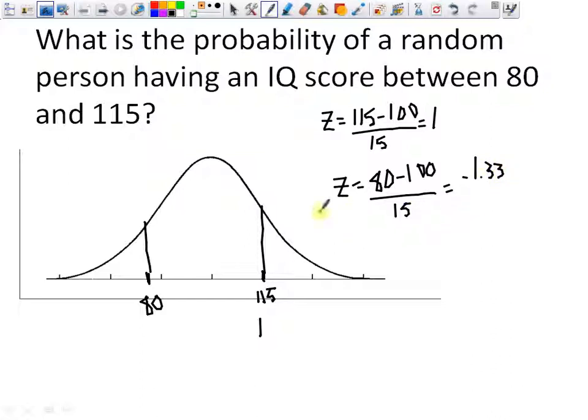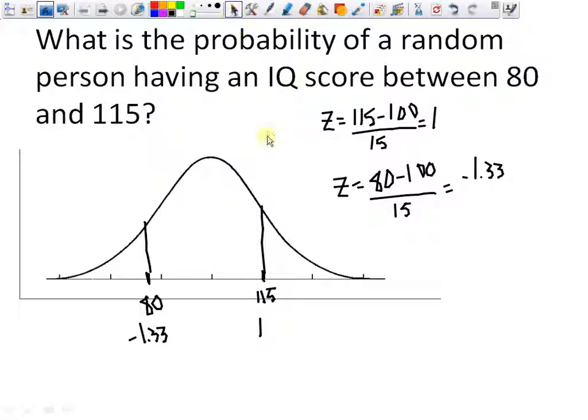Now first, we'll talk about how we'll get this using a table. A table will only give us the proportion of data to the left, or the area under the curve to the left. So if we use z equals 1, it's going to give us all of the area that's less than 115, or 1 standard deviation above the mean. But then if we subtract the percentage that's less than 80, or less than negative 1.33, we will get the middle percentage here. So that's what we're going to do. Our z-scores are negative 1.33 and 1, and we just want the percentage between those two.